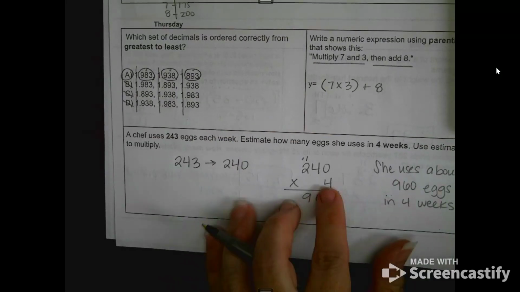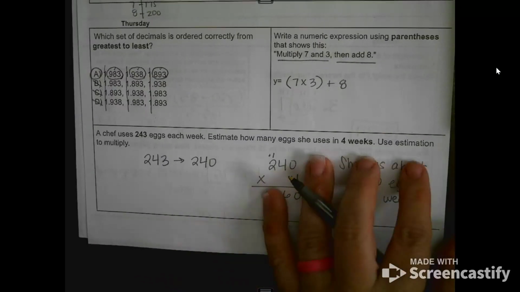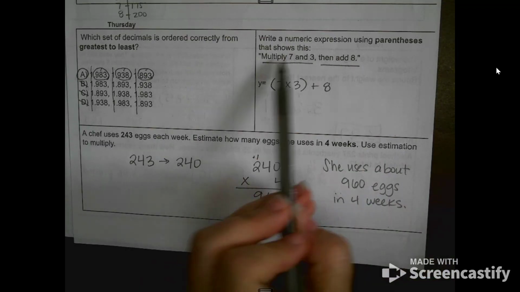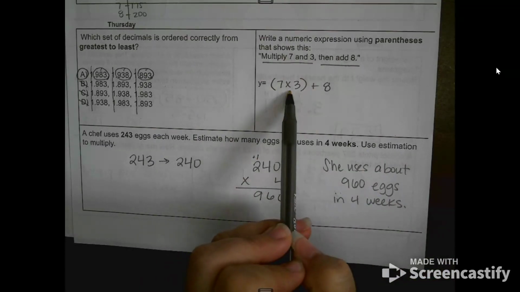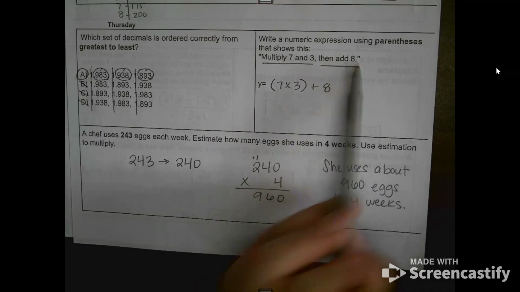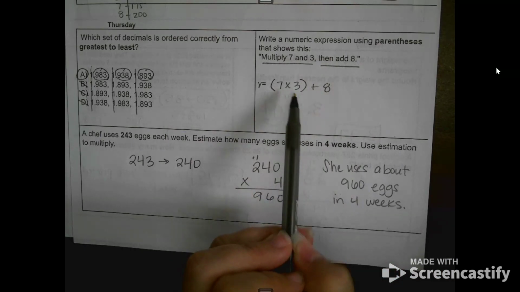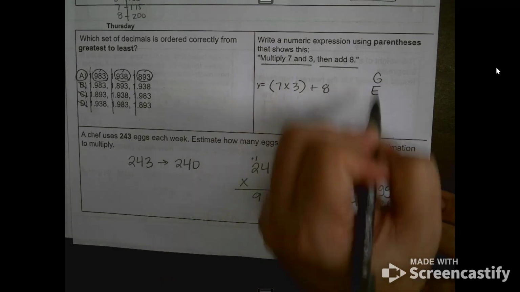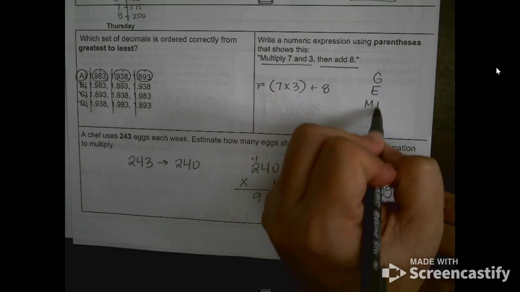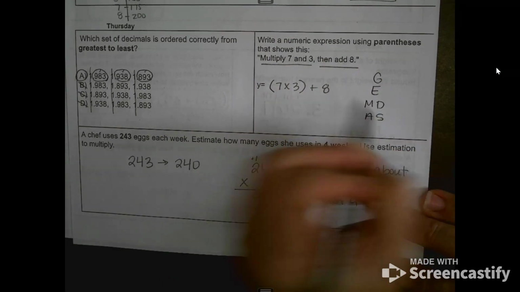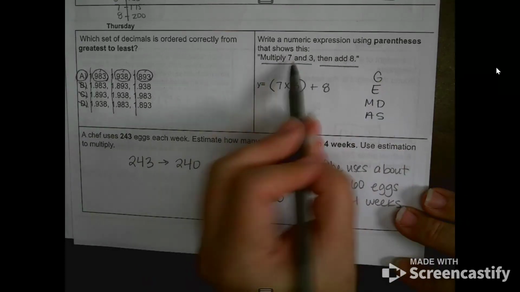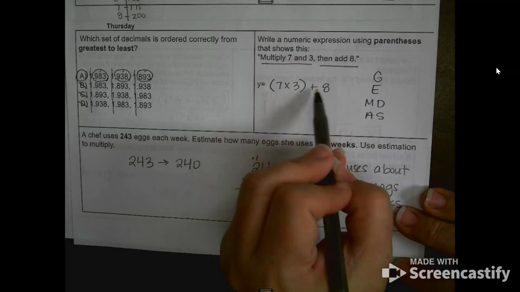All right, we have to write an expression using parentheses that shows that we're multiplying 7 and 3, and then we add 8. So in order to do this first, again, if you think about your order of operations, you've got your groups, your exponents, you're multiplying, dividing, you're adding, you're subtracting. We always do groups first. So in order to do this first, I put it around the parentheses.